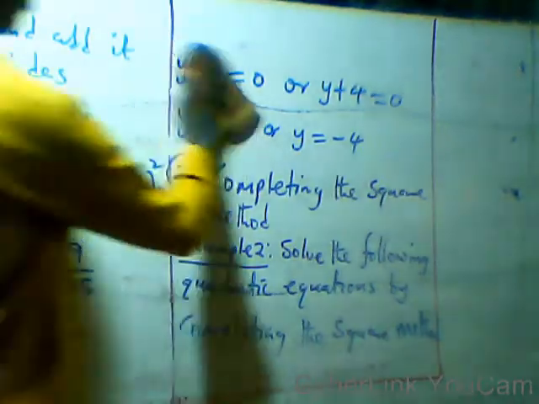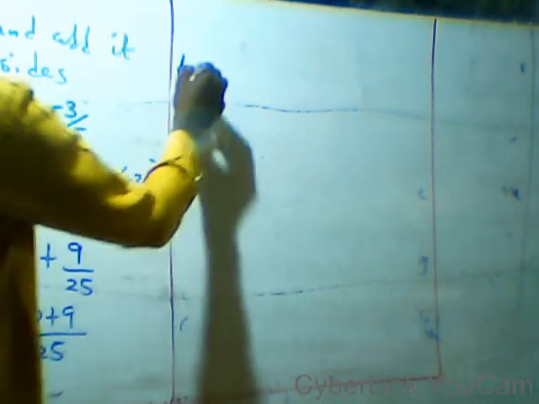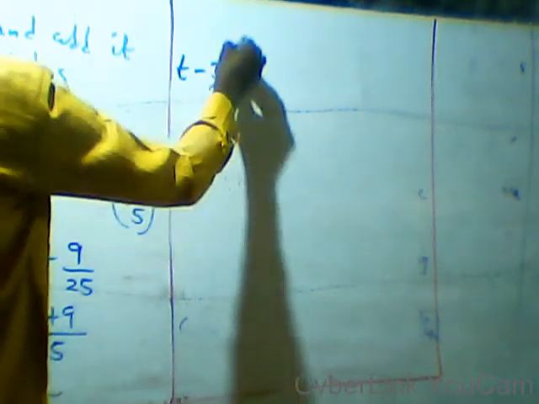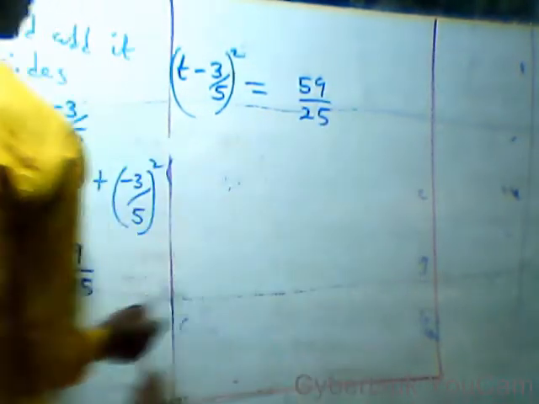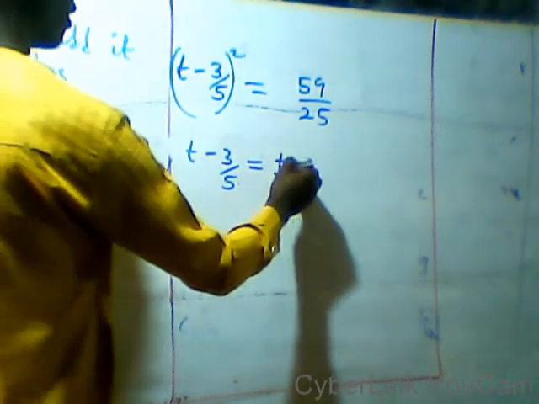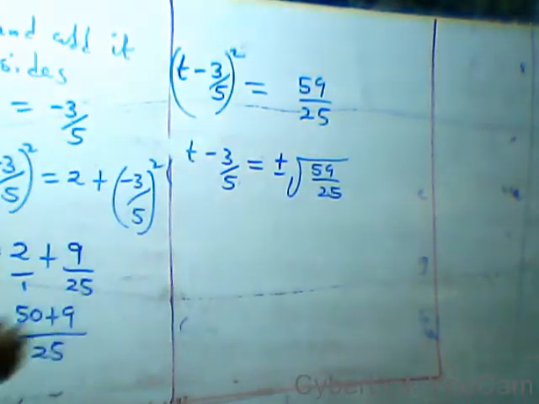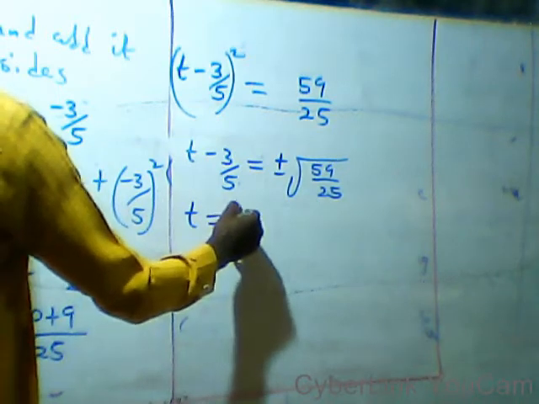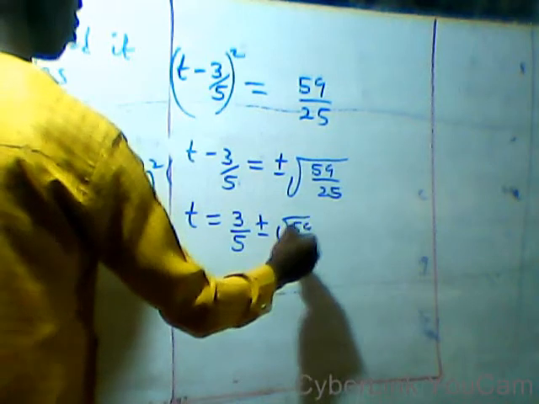So we are going to have t minus 3 all over 5 all squared is equal to what? 59 all over 25. And that means that t minus 3 all over 5 is equal to what? Plus or minus square root of 59 all over 25. And at the end of the day, I have t is equal to what? 3 all over 5 plus or minus root of 59 all over 5.